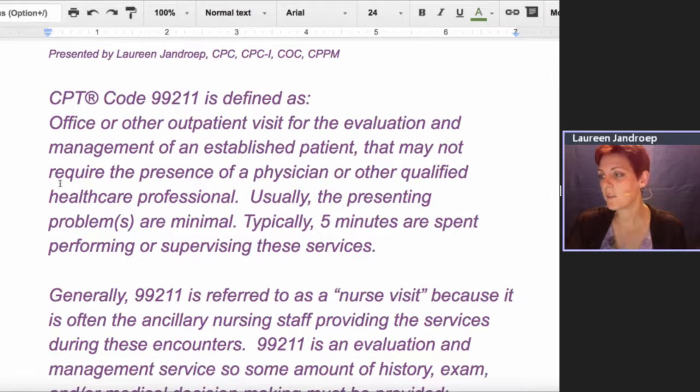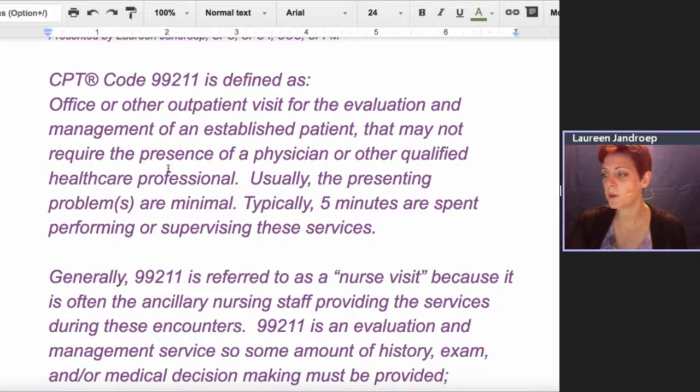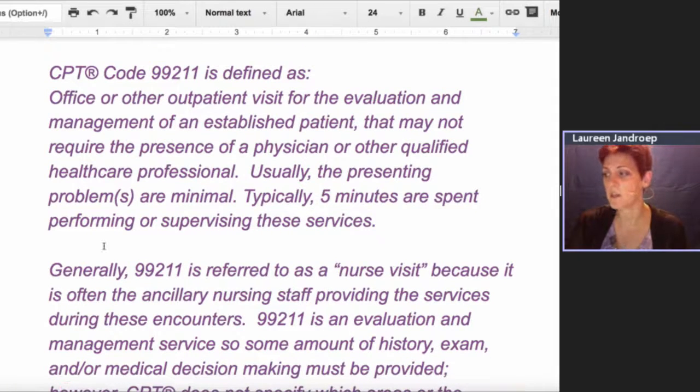So here's the definition. Office or other outpatient visit for the E&M of an established patient that may not require the presence of a physician or other qualified healthcare professional. Usually the presenting problems are minimal. Typically 5 minutes are spent performing or supervising these services. So the not requiring a physician is why they call it a nurse visit code.